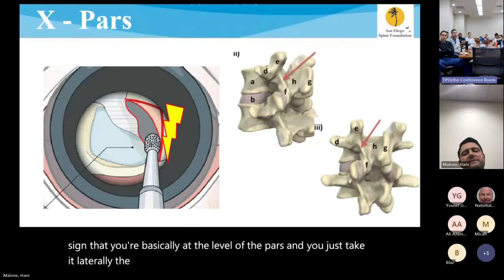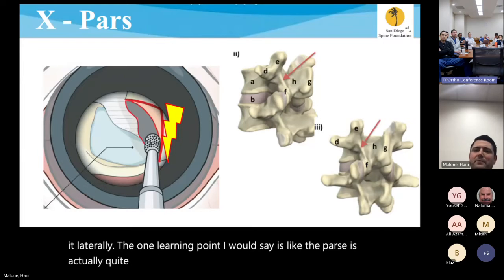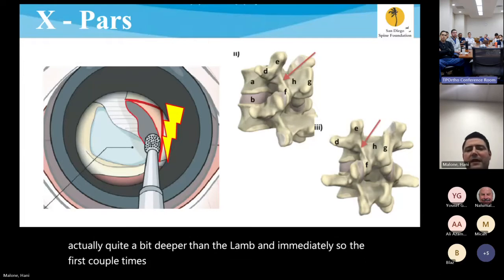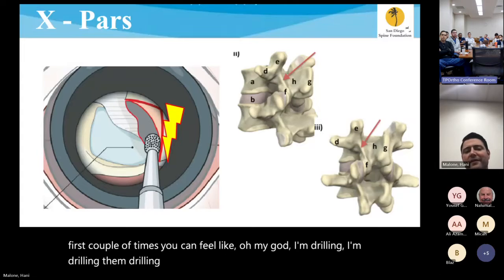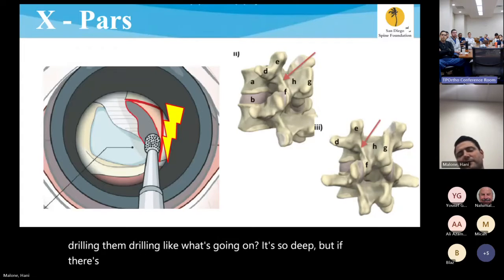The one learning point I would say is that the pars is actually quite a bit deeper than the lamina medially. So the first couple of times you can feel like, oh my God, I'm drilling, what's going on? It's so deep. But if there's a listhesis, it's going to be deeper.